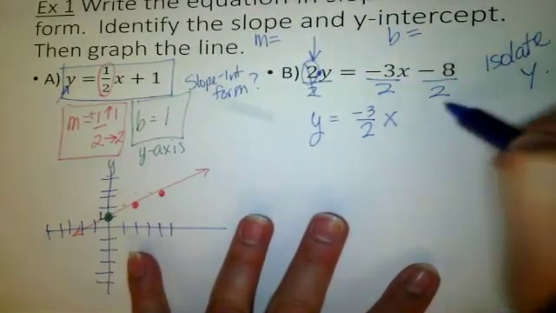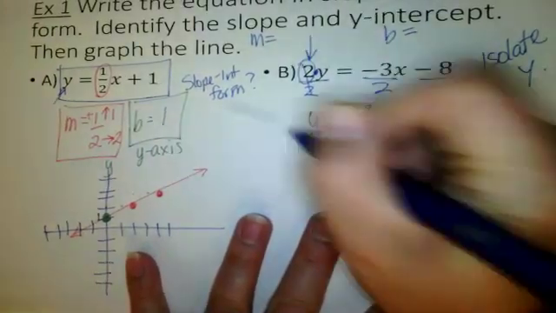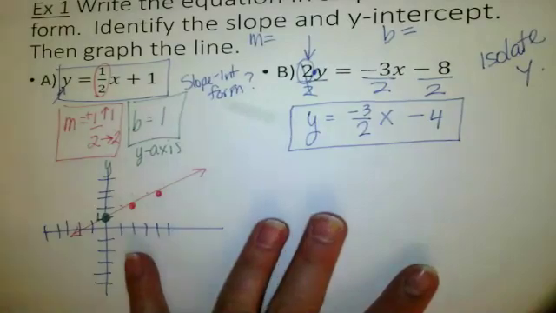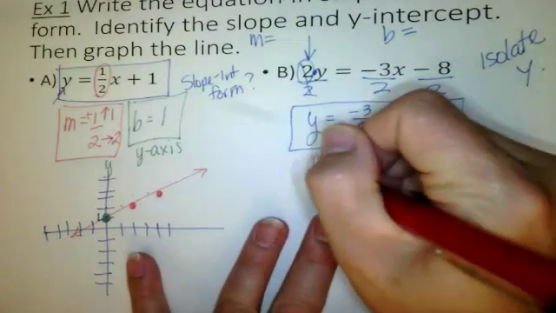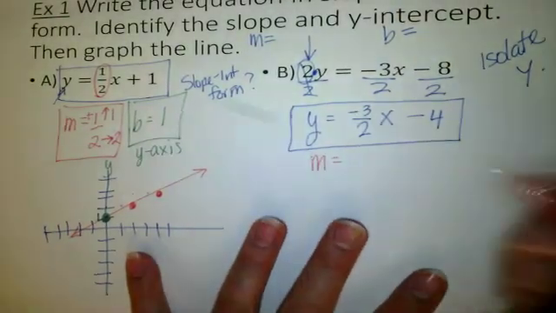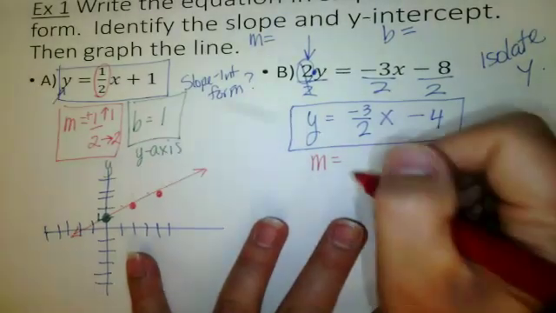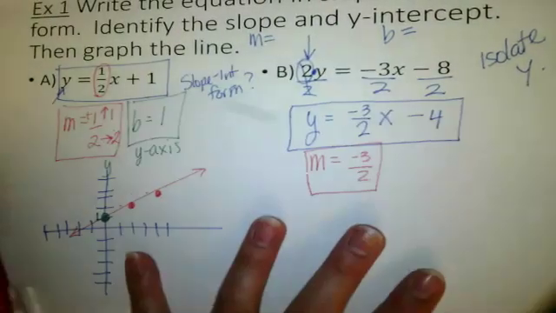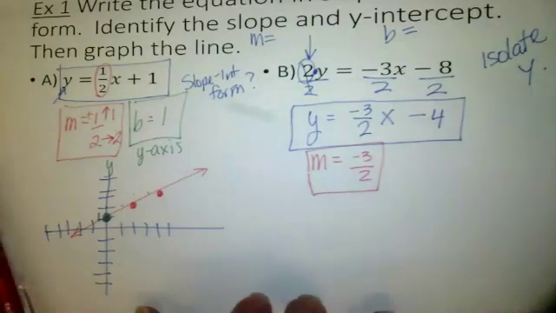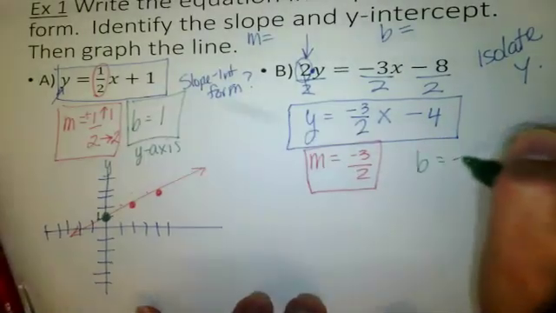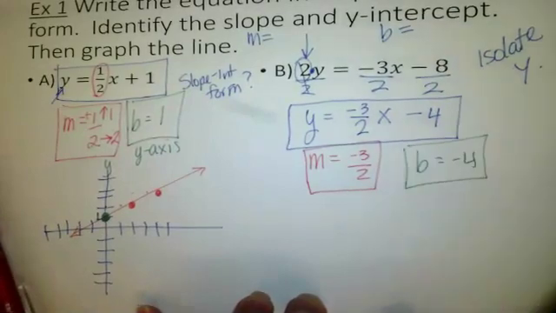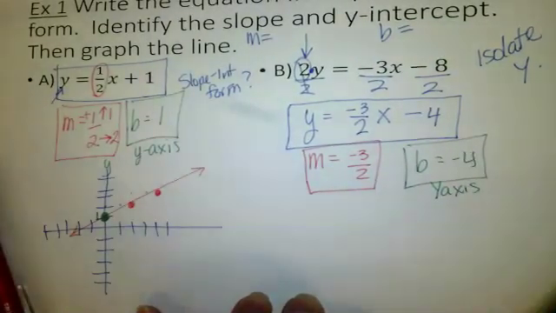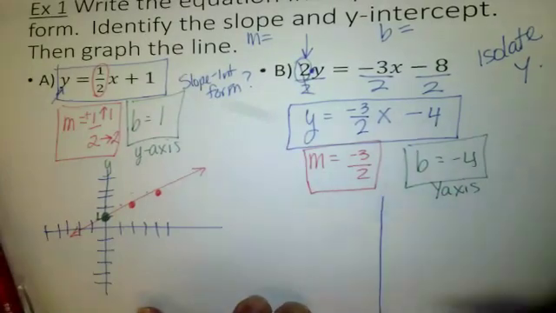What's negative 8 divided by 2? Negative 4. This is slope-intercept form. What is the m? What is the slope? Positive or negative? Negative 3 over 2. And what is the y-intercept? Negative 4. Very good. So we're going to begin on the y-axis at negative 4. I'm going to go ahead and make my little graph.